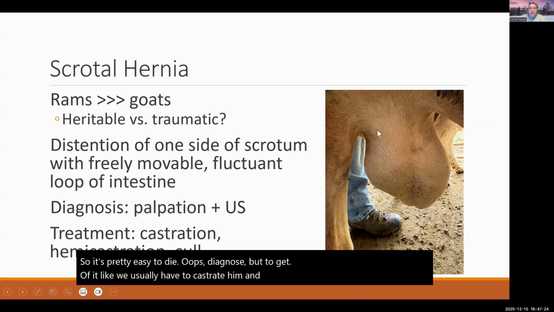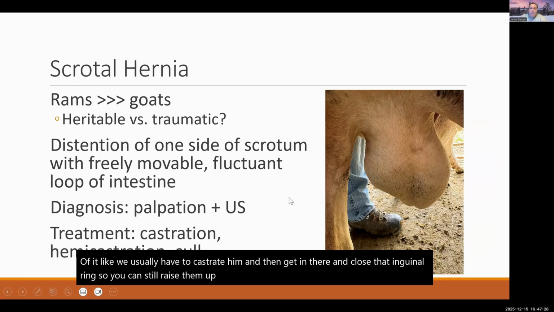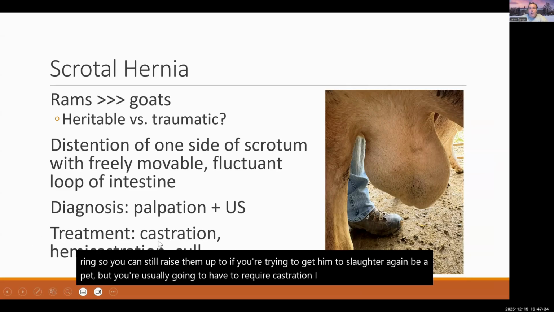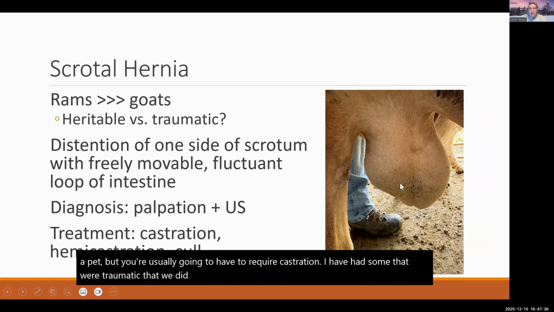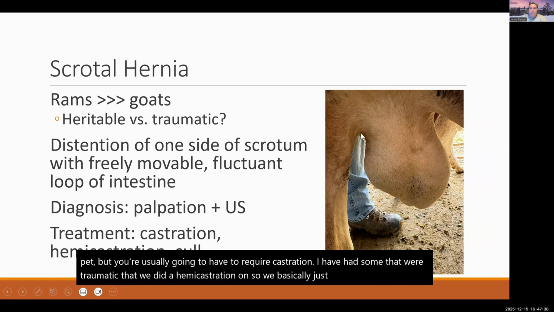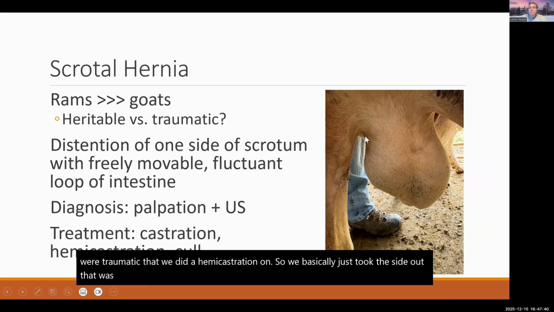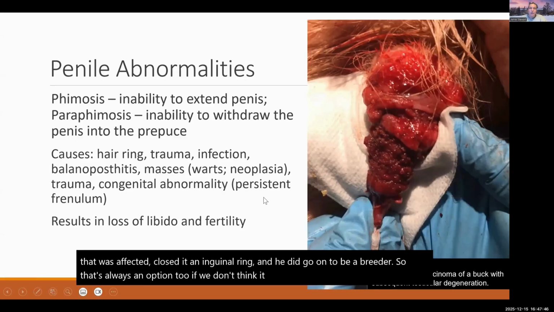and then get in there and close that inguinal ring. So you can still raise them up, if you're trying to get him to slaughter or again be a pet, but you're usually going to require castration. I have had some that were traumatic that we did a hemi castration on. So we basically just took the side out that was affected, closed the inguinal ring, and he did go on to be a breeder. So that's always an option too, if we don't think it was heritable.